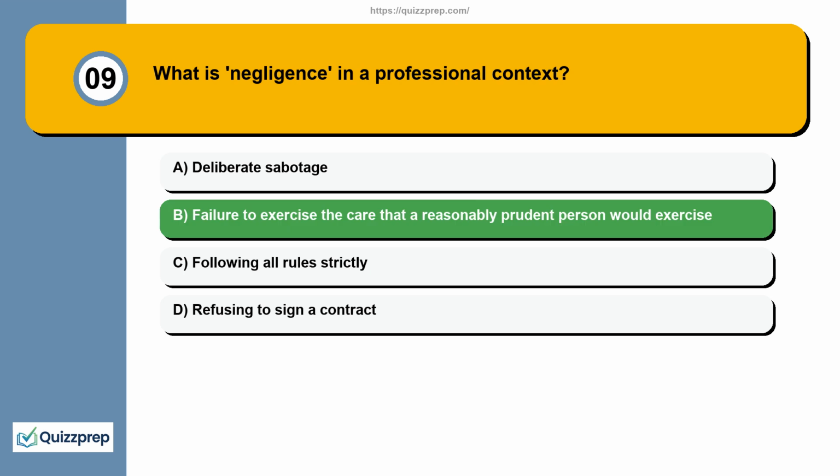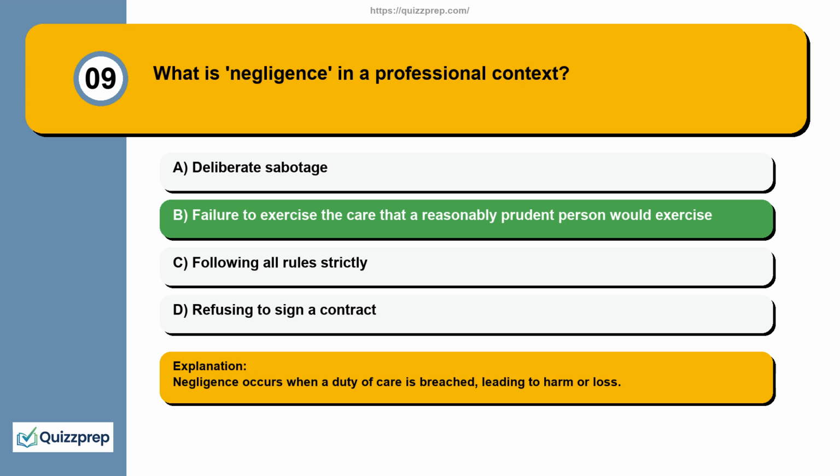The correct answer is option B. Failure to exercise the care that a reasonably prudent person would exercise. Explanation. Negligence occurs when a duty of care is breached, leading to harm or loss.